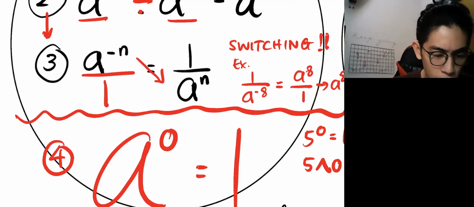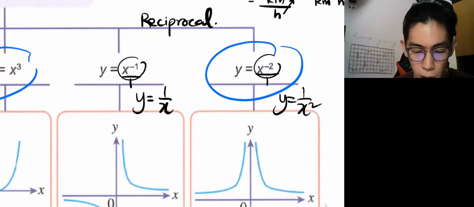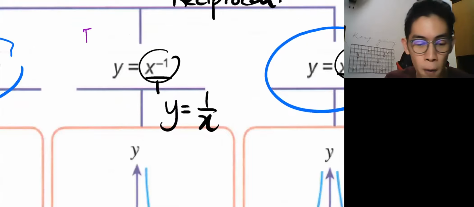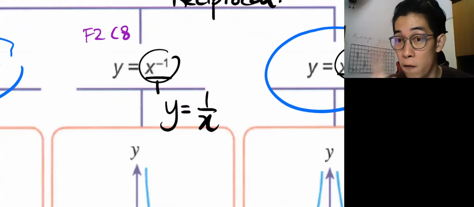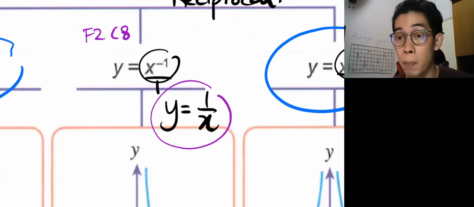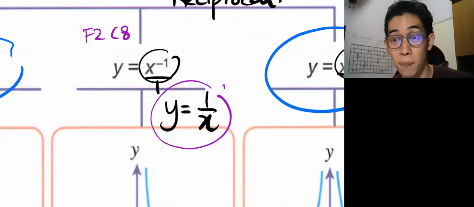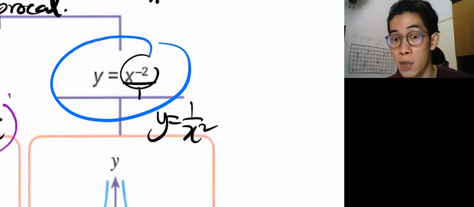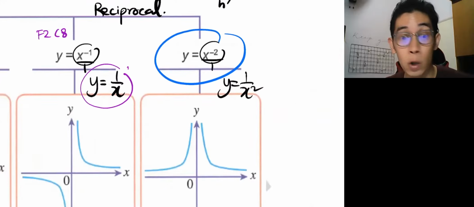Wait, everyone, remember this or not? Y equals to x power negative 1. This is your form 2 chapter 8 graph of function. Get it? Y equals to x power negative 1 is actually the reciprocal, y equals to 1 over x. It's because of the third rule there. That's why you can change it. And you see that x power negative 2 is actually 1 over x squared. So that's the two things.